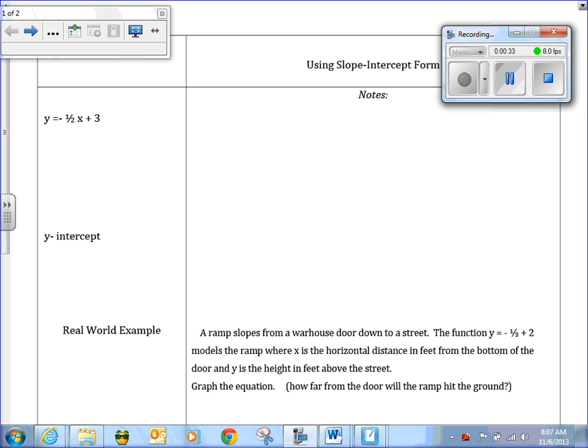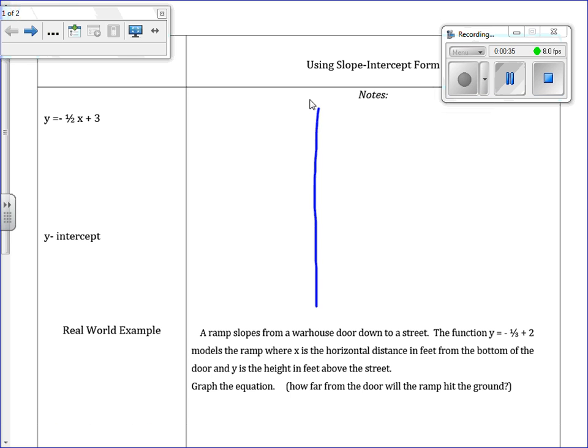So get used to this. You'll be doing this a lot. Here's my y-axis. Here's my x-axis. And I'm just going to go ahead and say 1, 2, 3, 4, 5. 1, 2, 3, 4, 5.